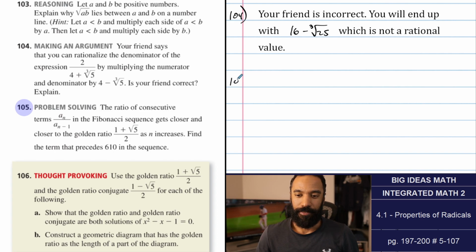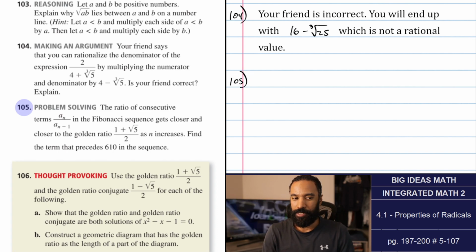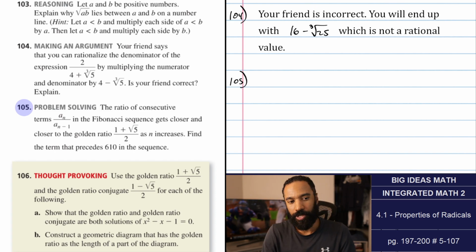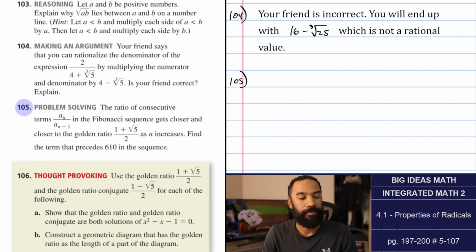Number 105. Problem solving. The ratio of consecutive terms in the Fibonacci sequence gets closer and closer to the golden ratio as n increases. I didn't know that. Find the term that precedes 610 in the sequence.